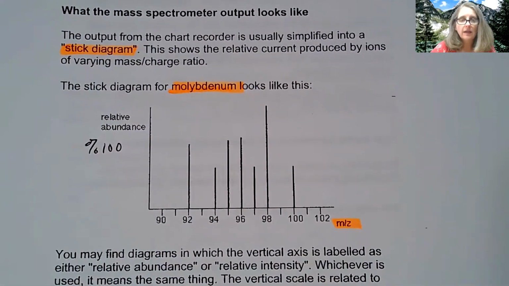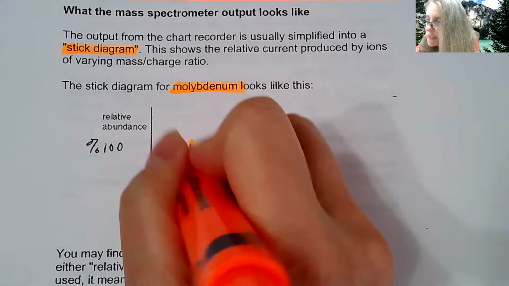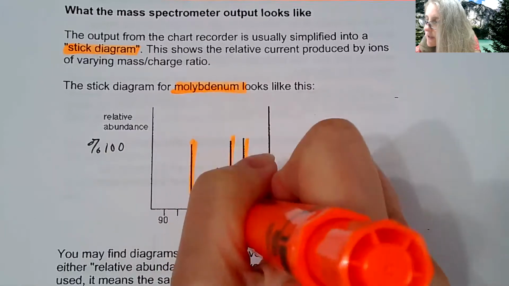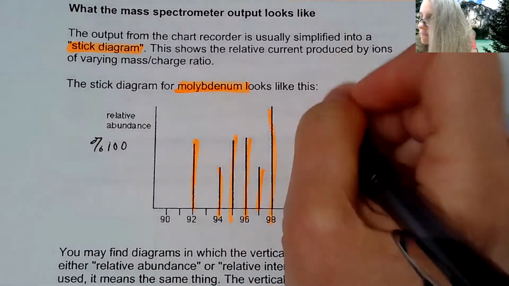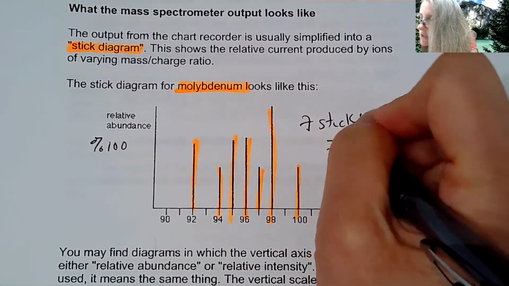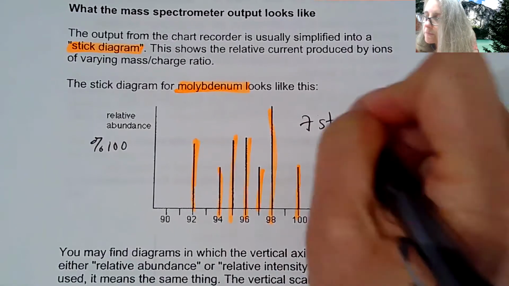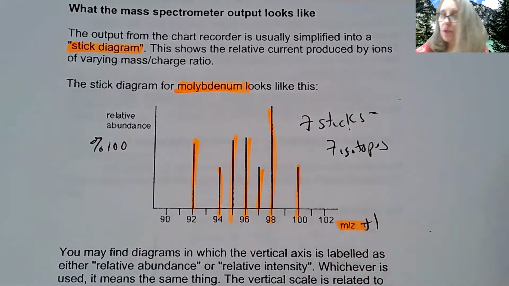So if I look at this stick diagram, I am literally looking at how many sticks I have. If I look at each one of these sticks, I have a total of 7 sticks. That means I have 7 isotopes of molybdenum, and we talked about isotopes before. This is how scientists figured this all out. We are assuming everything is a +1, by the way, when we're doing this.